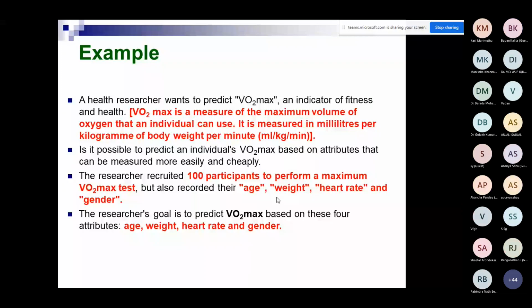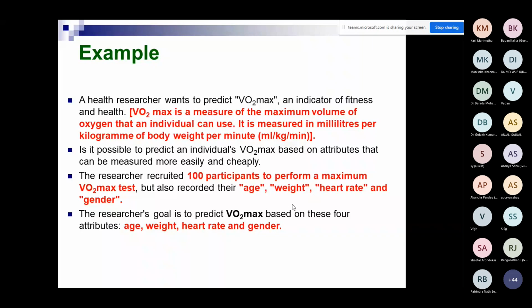Okay, right. So I'll give you one simple example to understand multiple regression. One healthcare researcher wants to predict the VO2 max. Yesterday also we used the same example. VO2 max is an indicator of fitness: the maximum volume of oxygen that an individual can use in a given time. This can be measured in milliliters per kilogram body weight per minute, the maximum volume of oxygen the candidate uses.